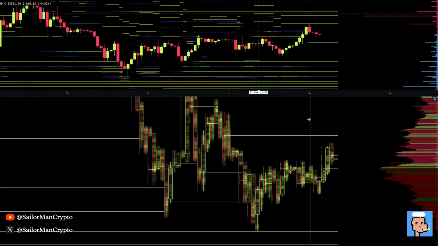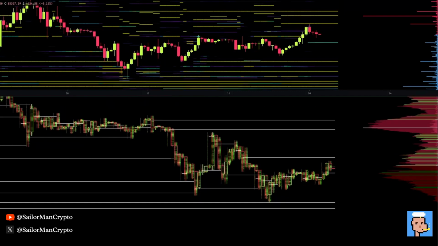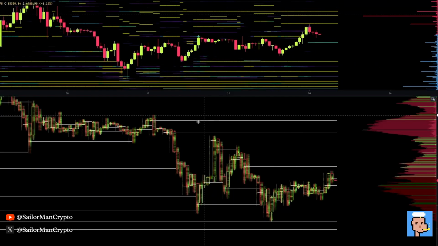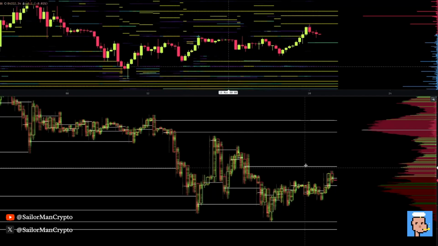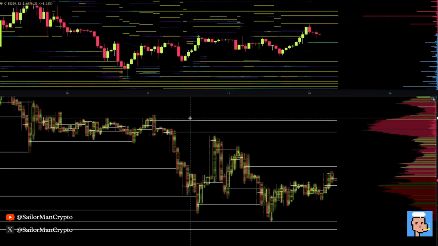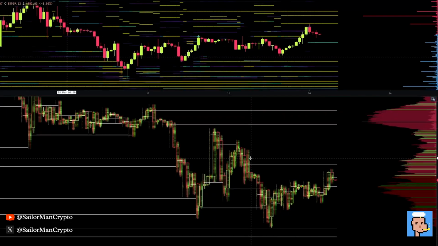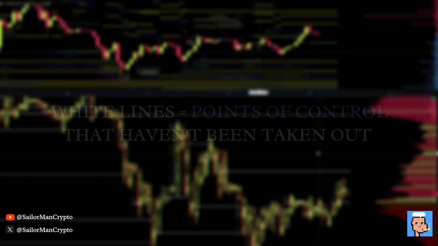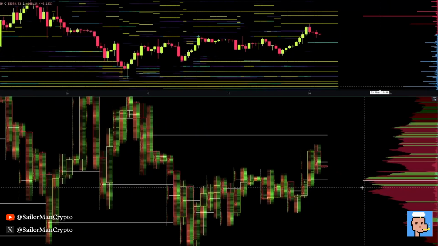The other one that I'm using is the one related to sessions. I have it set in the settings so that I only clearly visualize the ones that have not been broken. So these white lines that you see are the points of control of former sessions that have not been taken out. This gives me past levels, possible points of control that are still untapped and can act as support or resistance.